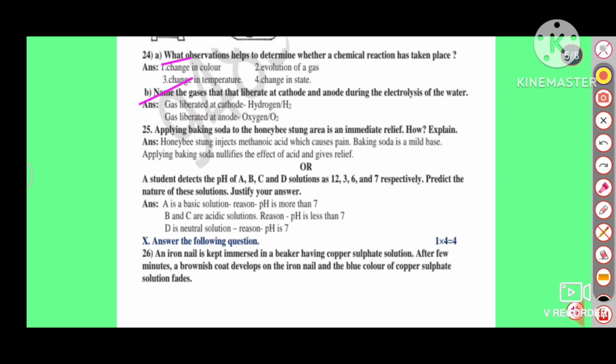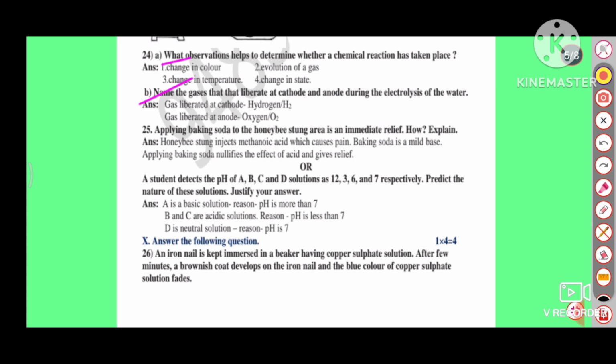Next question is B. Name the gases that are liberated at cathode and anode during the electrolysis of water. Gas liberated at cathode: hydrogen H2. Gas liberated at anode: oxygen O2.